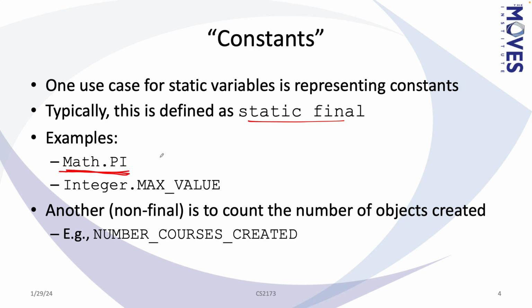So in Java, they have Math.PI. If you ever use pi, you should use this because this will always give you the same value. Another one is Integer.MAX_VALUE. What is the maximum value of an integer? That is specified by this constant number, and it's public, it's static, it's final.